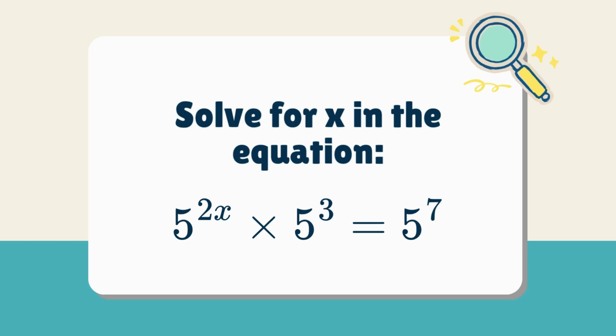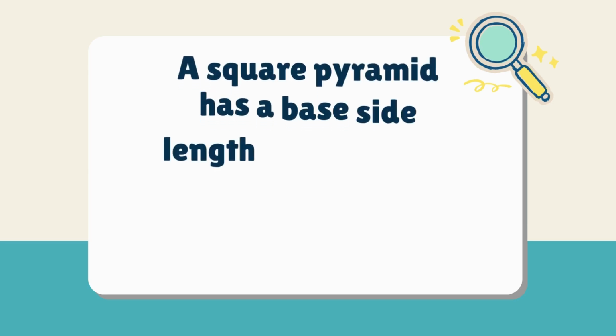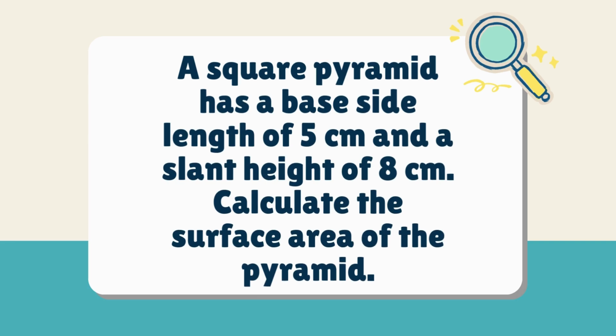Time's up. The correct answer is 2. Next question. A square pyramid has a base side length of 5 centimeters and a slant height of 8 centimeters. Calculate the surface area of the pyramid. Your timer starts now.